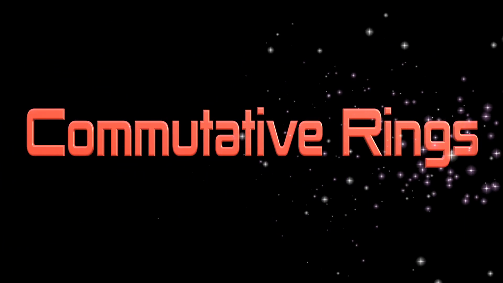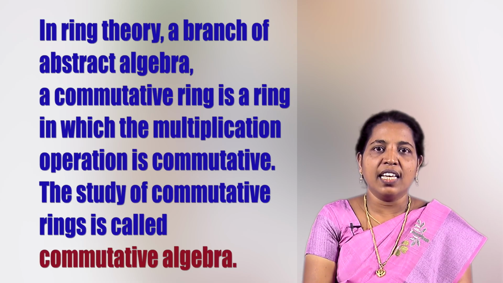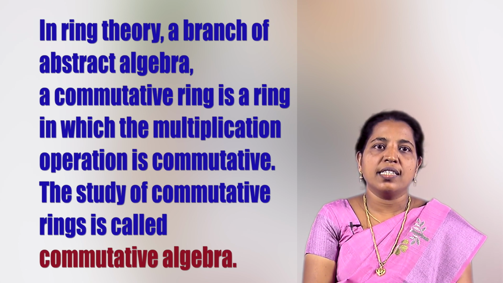Commutative rings. In ring theory, a branch of abstract algebra, a commutative ring is a ring in which the multiplication operation is commutative. The study of commutative rings is called commutative algebra. We recall the definition of a ring.